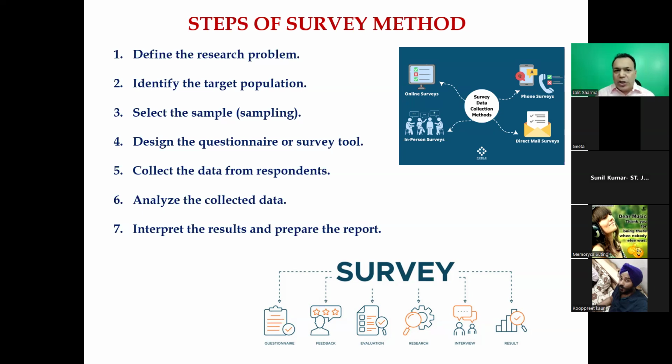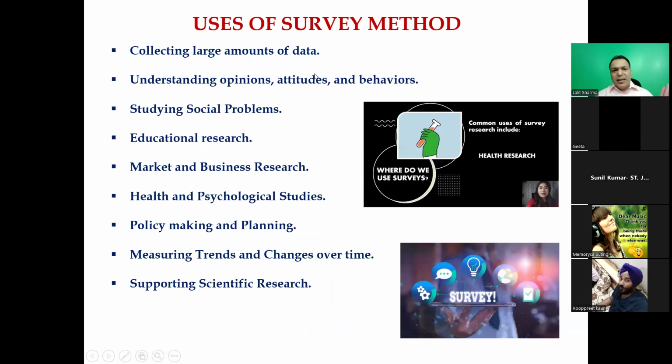Identify the target population. Second, select the sample. Fourth is design the questionnaire or the survey tool. Fifth is to collect the data. Sixth, analyze and interpret the data. And seventh, making the report. Interpret results and preparing the report. So these are the 7 steps of the survey method. Right, guys? Next, we discuss what are the uses of survey method.